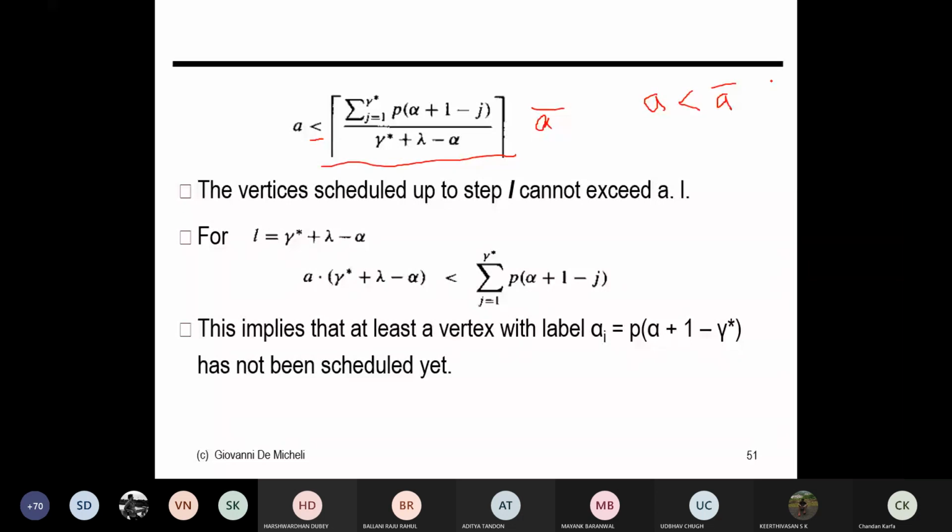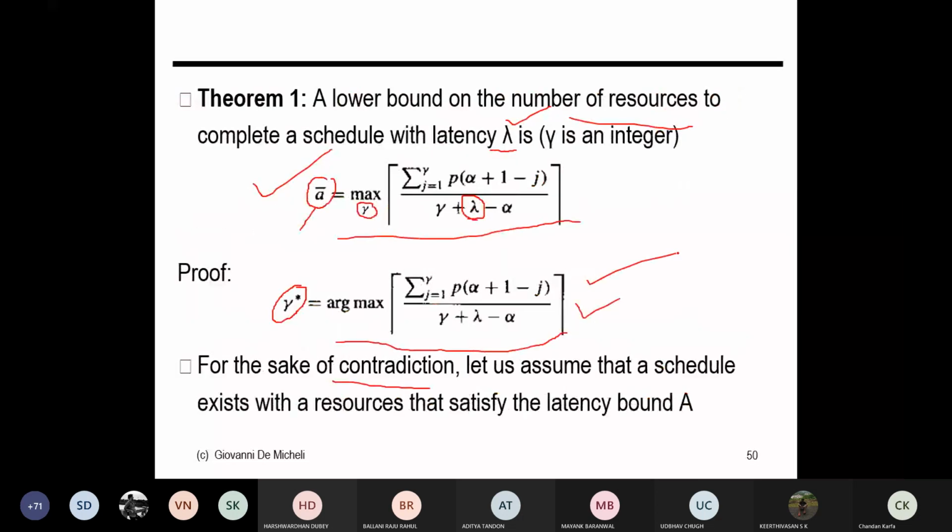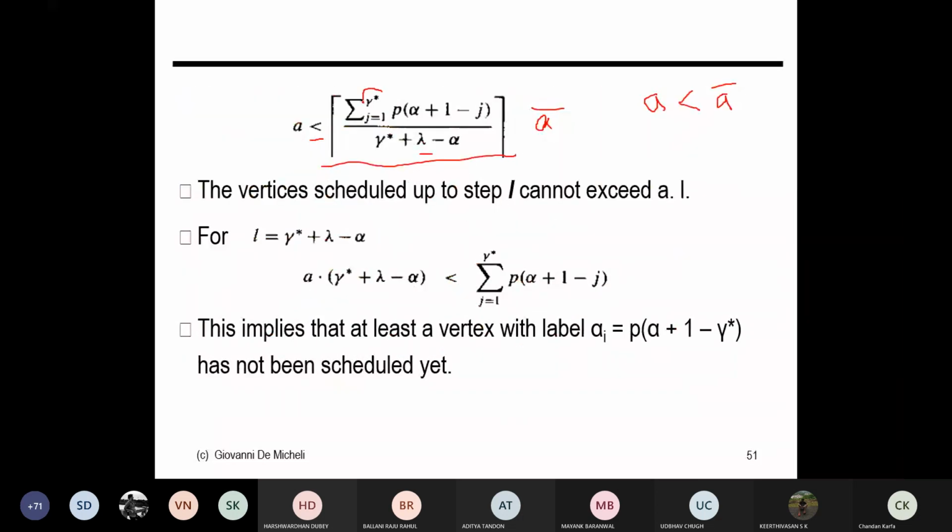So suppose I can achieve a schedule of this lambda with fewer resources than a bar. So this particular equation is nothing but a less than a bar, and I'm placing the value of a bar from this equation, putting in gamma star, because I know that for gamma star only I'll get this highest value, right? So till this it is clear that I'm assuming as a contradiction that I can achieve a schedule of lambda using resources less than a bar.